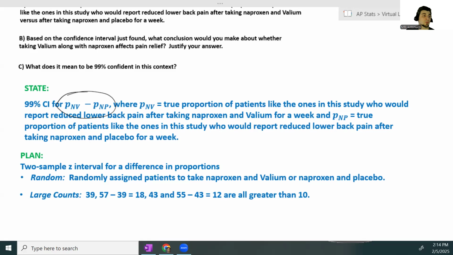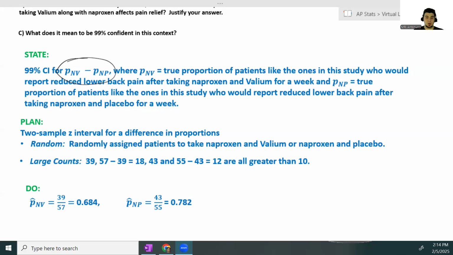And so we can move on to the next step, which is our do step. Okay? So we will perform the calculations for that. Now, even though you can do everything on the calculator, it's highly recommended that you write down the sample proportions for each of the two samples, or in this case, each of the two groups, and then show at least a little bit of work for constructing your confidence interval.